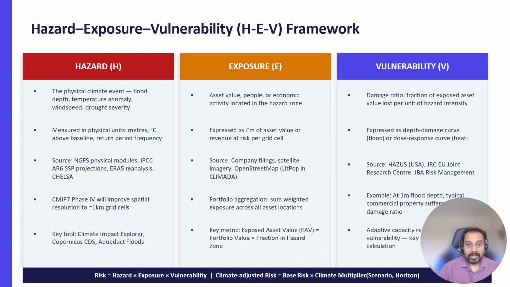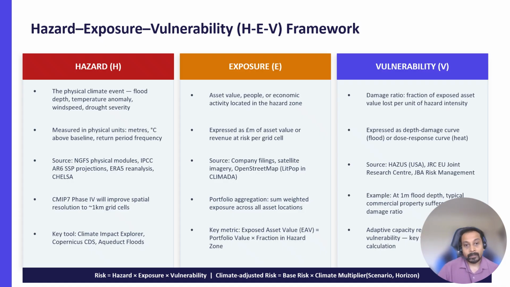The third one is vulnerability, which is the engineering and empirical science piece. It tells you how much damage a given hazard intensity actually causes to a given type of asset. A shallow flood of 20 centimeters in a warehouse causes very different damage than the same flood in an office block or a hospital. So depth-damage curves encode this relationship. The JRC European depth-damage functions and the US HAZUS model are the primary open sources for this kind of data.